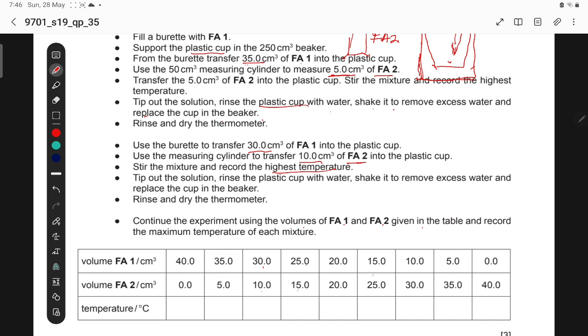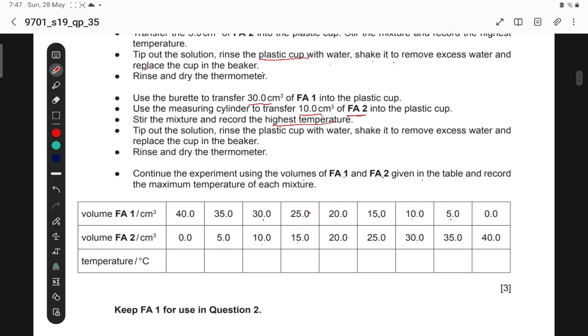So repeat the experiments and take 6 more readings by using the same method. Continue the experiment using the volumes of FA1 and FA2 given in the table and record the maximum temperature of each mixture. Now record the temperature.